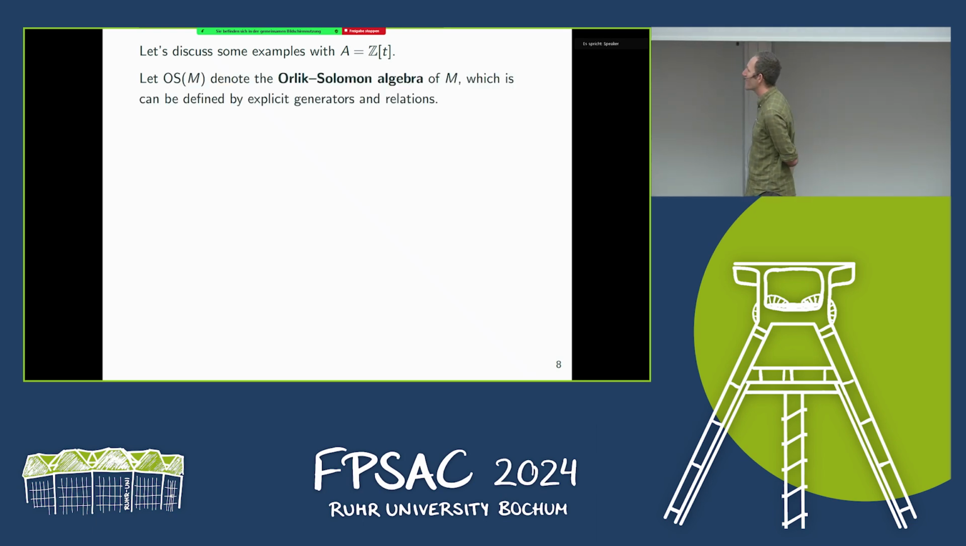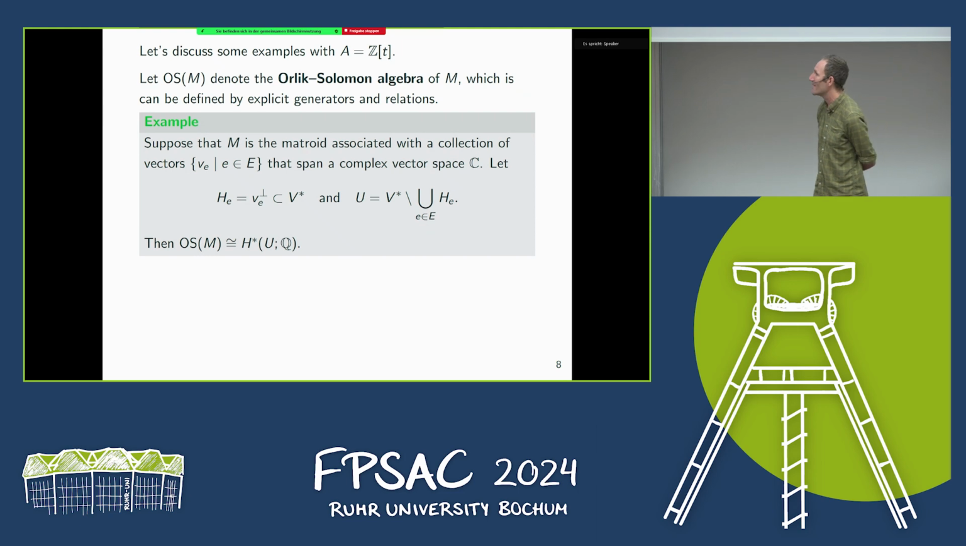The first example I want to give, I'm going to define as follows. There's a graded ring associated to a matroid called the Orlik-Solomon algebra. It's defined by explicit generators and relations. If you know what it is, great. If not, I will tell you what it is in the special case of a realizable matroid. If my matroid comes from a bunch of vectors in a complex vector space, let me look at the hyperplanes that are perpendicular to those vectors in the dual vector space. So now I have a finite set of hyperplanes in a complex vector space. I remove them, and I get some interesting topological space, and I take the cohomology of that space. That's the Orlik-Solomon algebra.